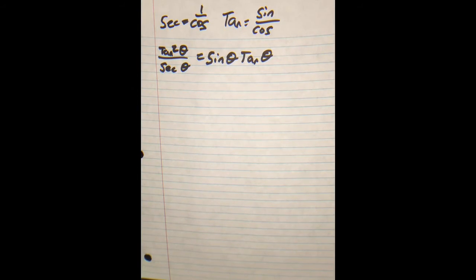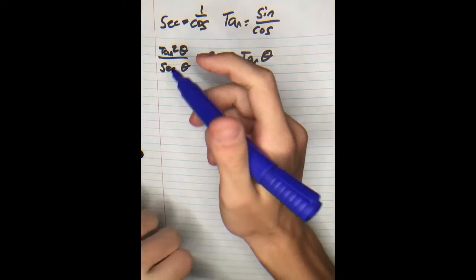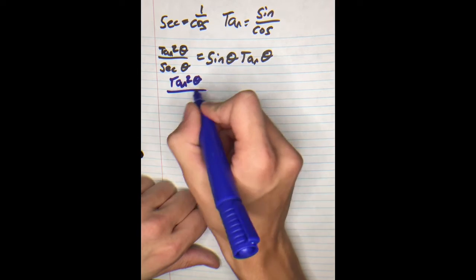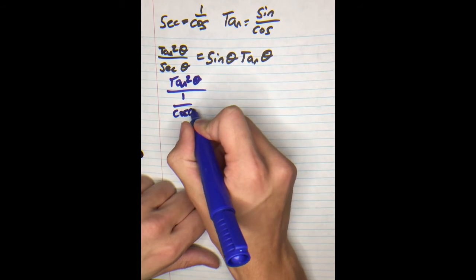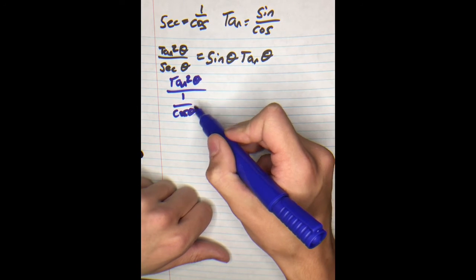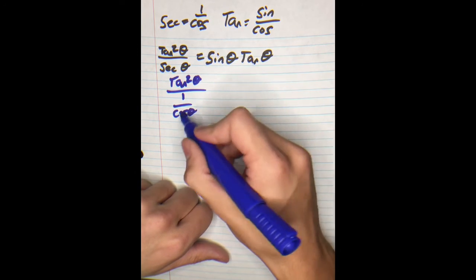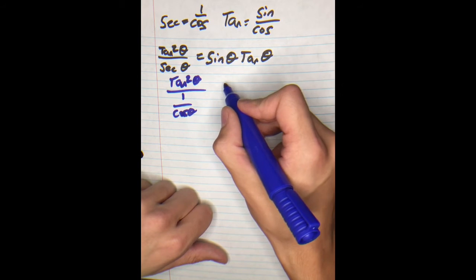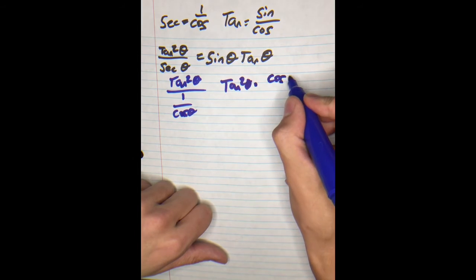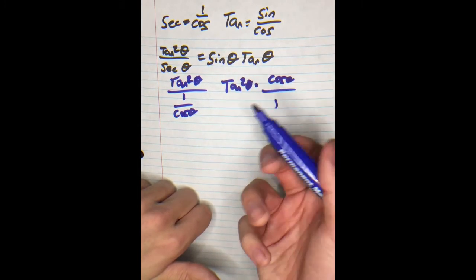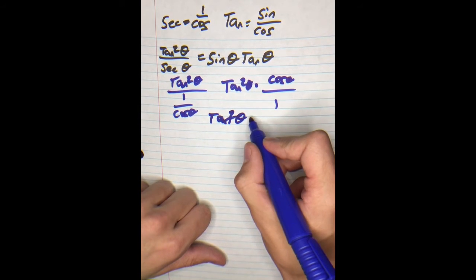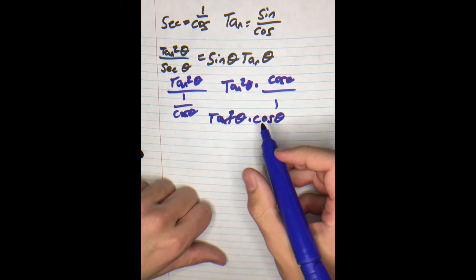So the first thing we want to do is bring that secant up to the top. So we're going to rewrite it as tangent squared theta over 1 over cosine theta, because we're just substituting the secant in for 1 over cosine. Then we're going to multiply by the bottom, so the inverse, to get it canceled on the bottom. So this would be tangent squared theta times cosine theta over 1. So it's over 1, so it's the same thing. So just tangent squared theta times cosine theta, right?